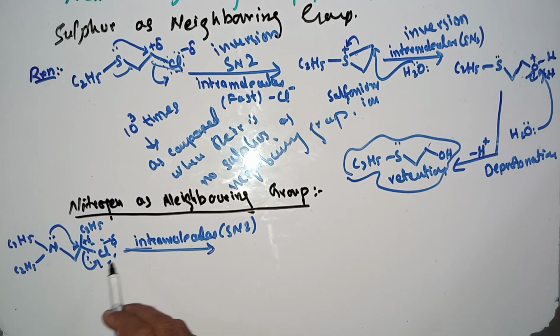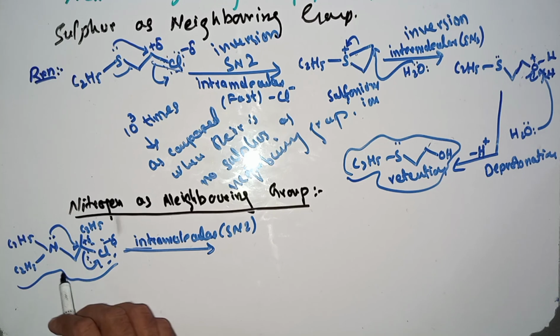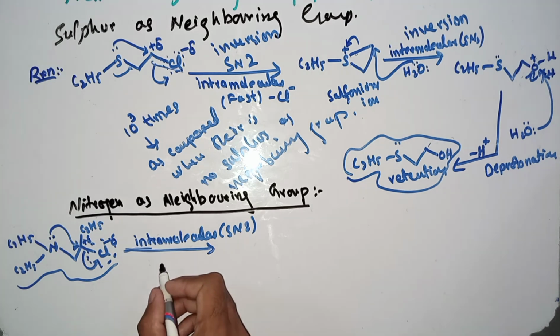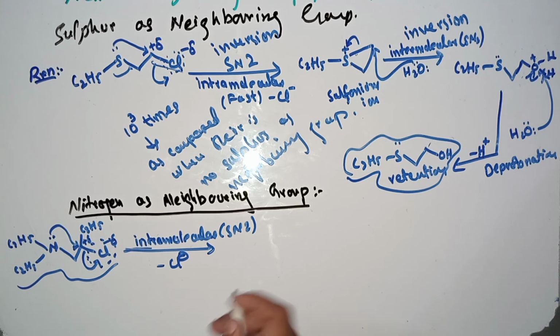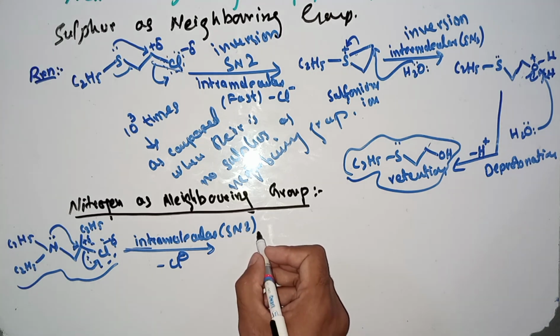It is also intramolecular, because inside one molecule the nucleophile and electrophile are both present. The nucleophile will attack the electrophilic carbon, and it generates a positive intermediate, that is an aziridinium ion, and chlorine will be lost as a negative ion. So this is not the product, it will be the intermediate.